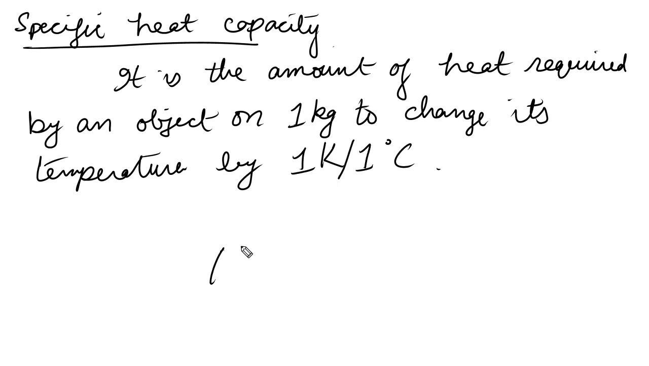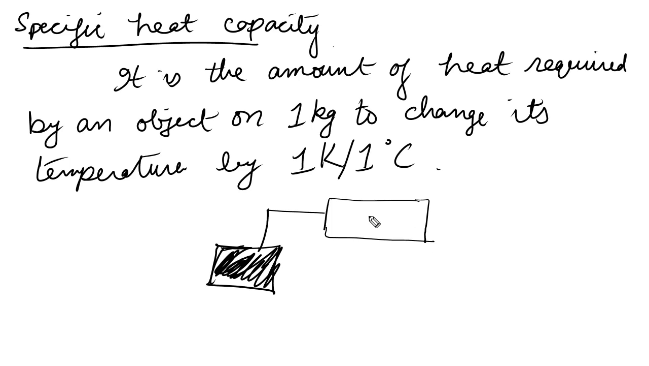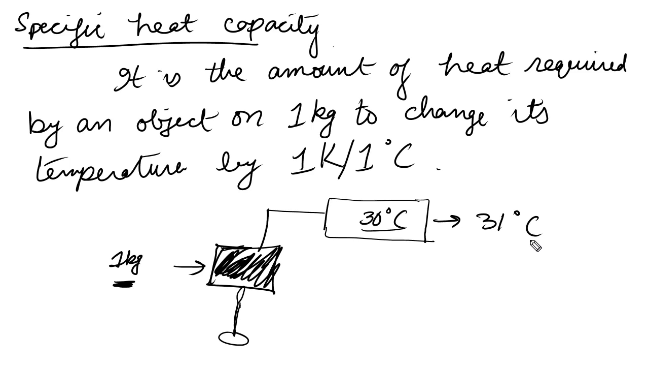So let's suppose this is the object, and we put a digital thermometer on this object, and right now it has a temperature of, let's suppose, 30 degrees Celsius. Now what we're going to do is put a Bunsen burner and heat this object. The mass of this object is 1 kilogram. The amount of heat required to increase its temperature from 30 degrees Celsius to 31 degrees Celsius is basically the specific heat capacity of this object.